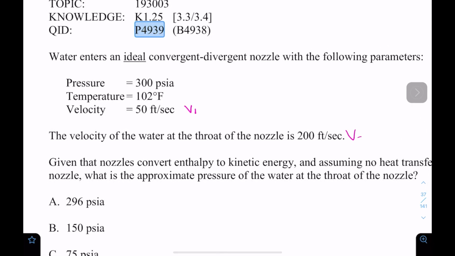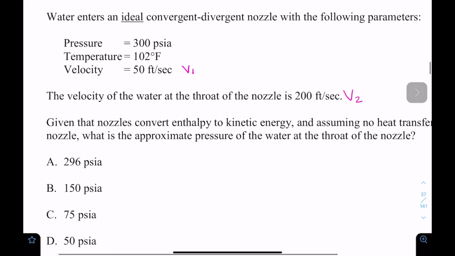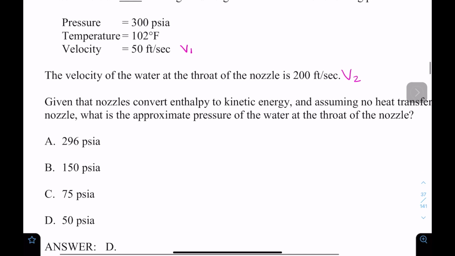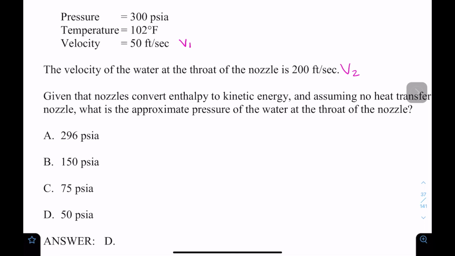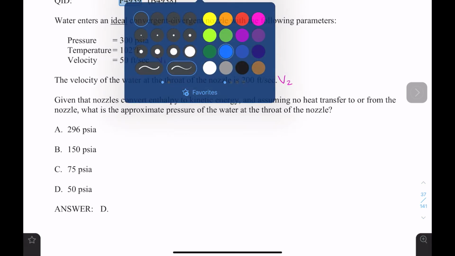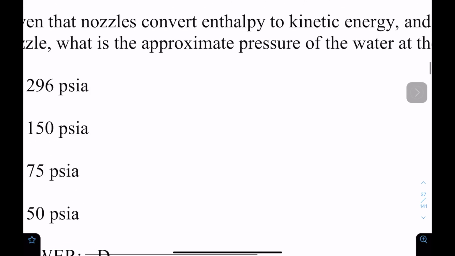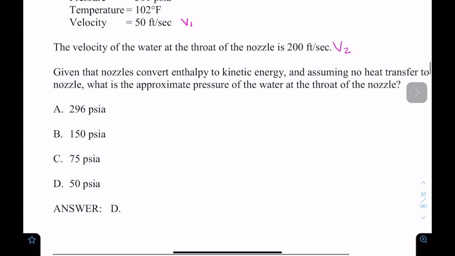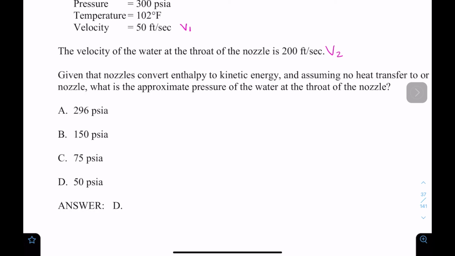This is my velocity 2. And what else? They give me pressure, they give me temperature. Now the formula. They're going to give you Bernoulli's, but this is the formula that I use. They're giving me the pressure 1, and they are telling me, okay, what's the pressure of the water at the throat of the nozzle, the exit pressure. You have pressure in, pressure out. So what's my exit pressure?